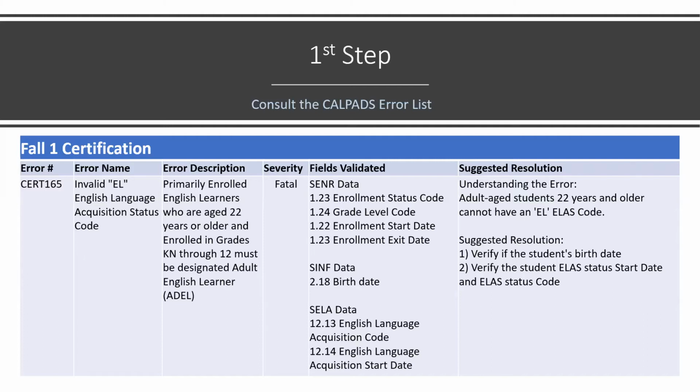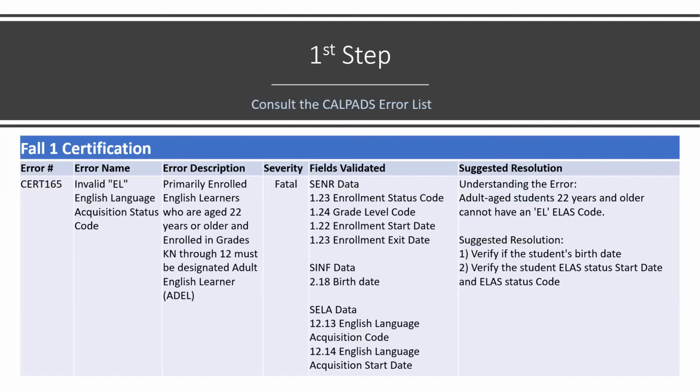Starting from the left to the right, the first two columns on the left help you identify your reference material. Once you found your error description, that's going to tell you the problem. That's this third column in the middle. Primarily enrolled English learners who are aged 22 years or older in grades kindergarten through 12 must be designated for adult English learner, ADEL. That's the new status in the 2021 academic year.